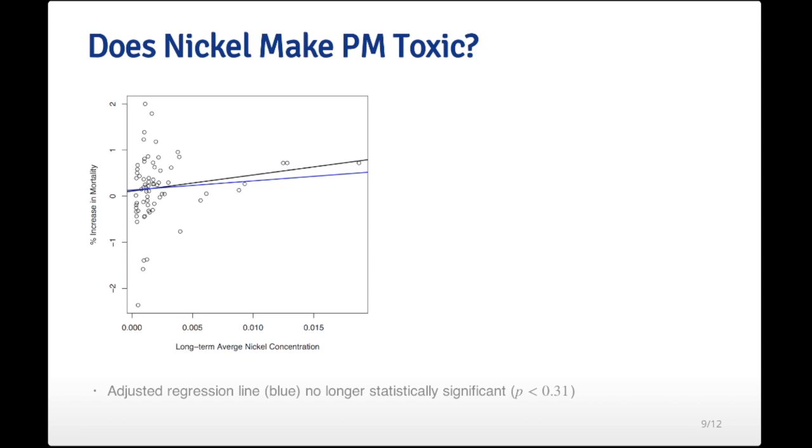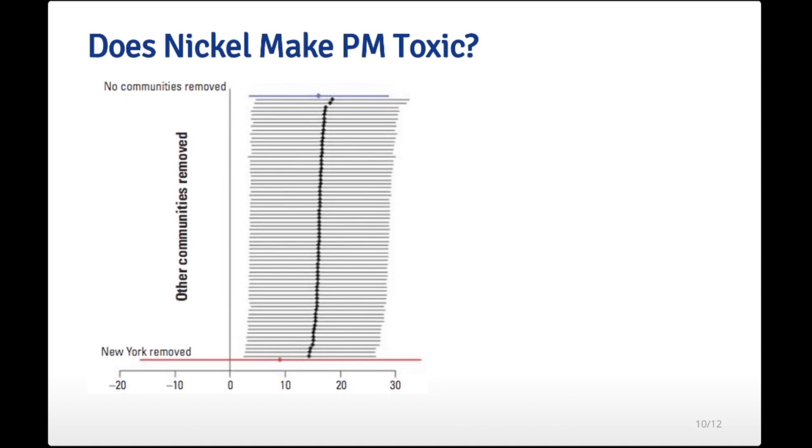And so one of the things that you can see is that just a few points can make a big difference when looking at a correlation like this. Another analysis that we did is we went through and recomputed the slope of the regression line when you removed an individual county or a community in this study.